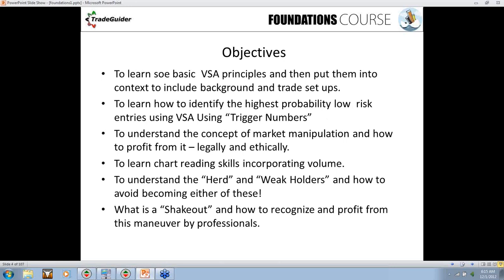So we're going to learn some basic, sorry, there's a spelling error there, but it should say some basic VSA principles, and then put them into context to include background and trade setups, to learn how to identify the highest probability low-risk entries. Now, there are a lot of different entries that you can take using VSA. There's lots. I'm going to focus in the foundation course on what I call the highest probability. They're called my grade 3 trades.